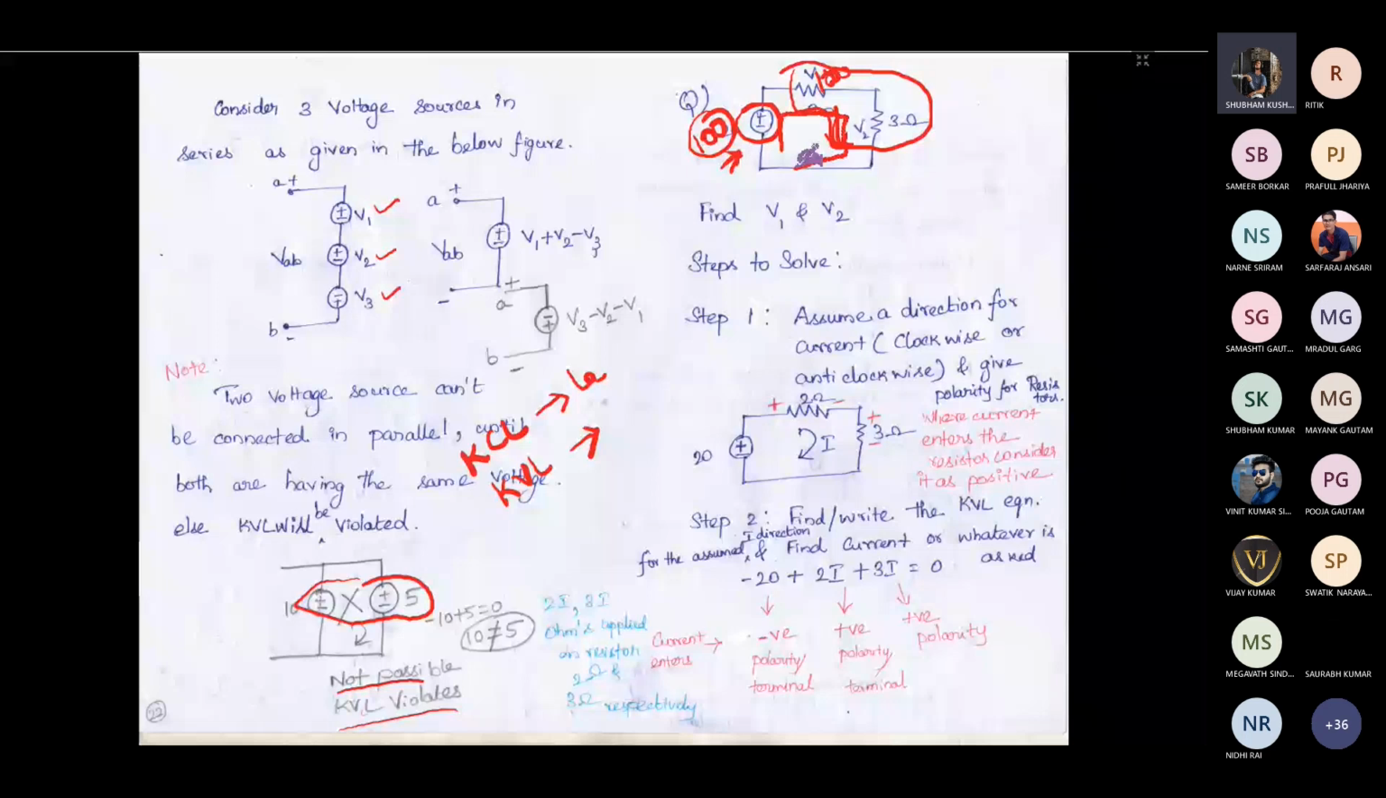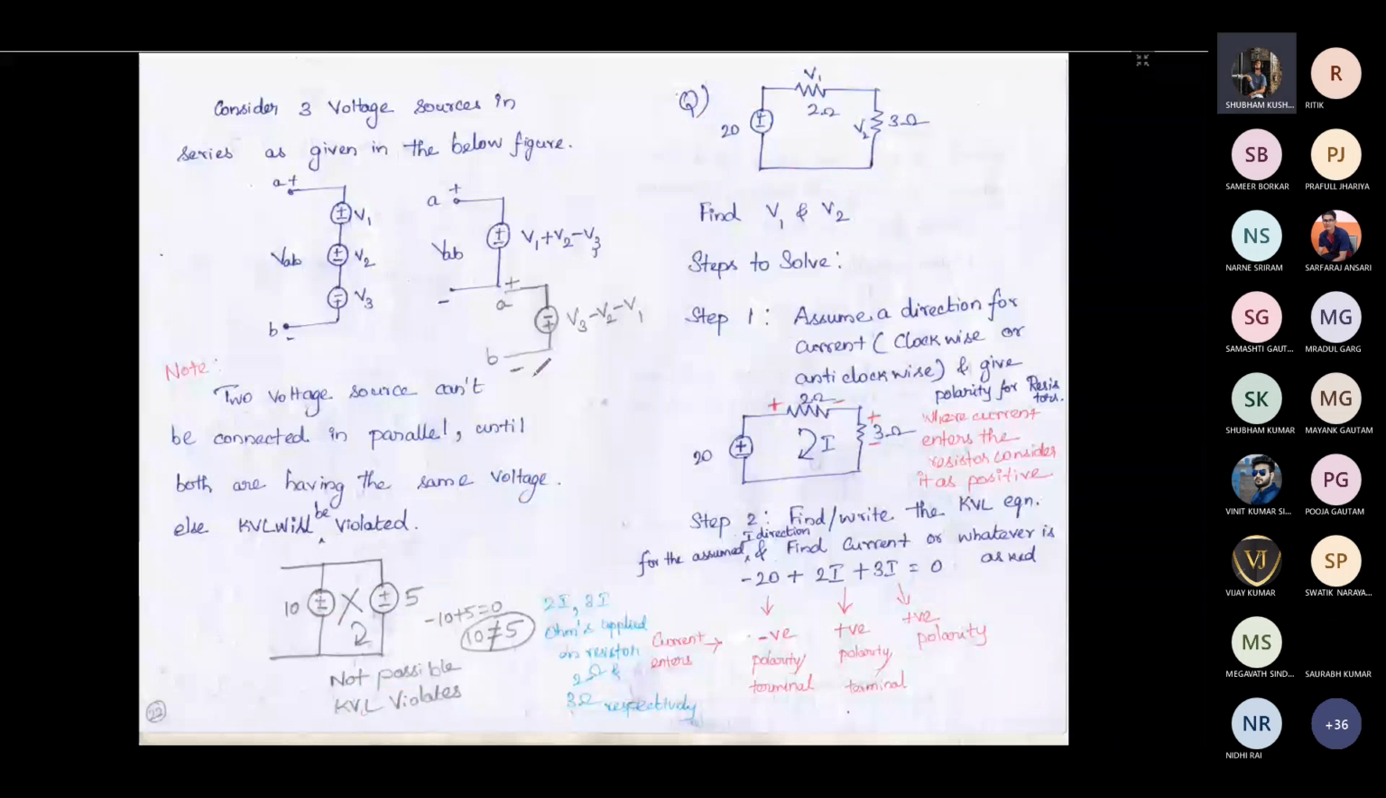Let us see a very simple problem based on our previous knowledge. Till now, the polarity assumption and how we choose the current direction, these two things you should have understood very clearly. Then only can we solve the problem in a very easy manner.